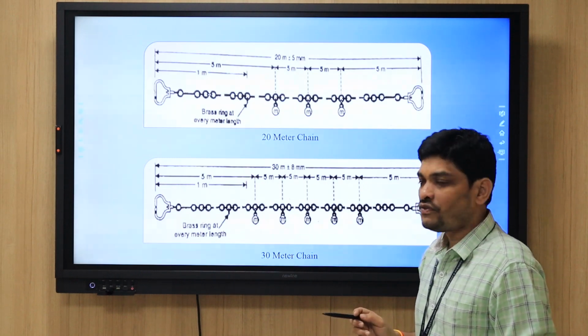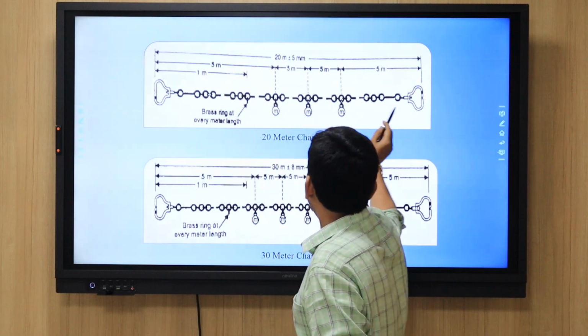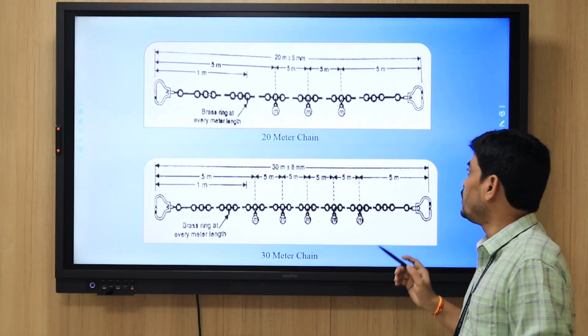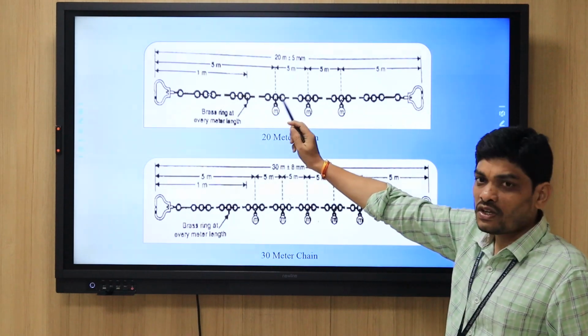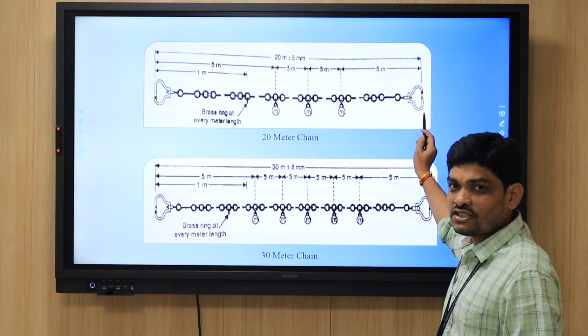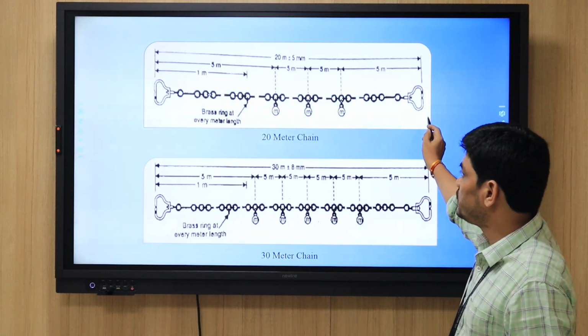People may often get confused and think the distance from this point to this point is the length of the chain, but that is not true. The length is from the end of this brass handle to the end of that brass handle. The reason people use brass is that it has a low coefficient of thermal expansion.